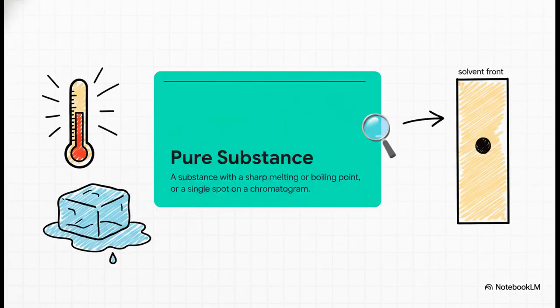Ultimately, this brings us to our strict definition. A truly pure substance is perfectly consistent. It doesn't melt over some weird range. It gives us one sharp, specific temperature reading. Or, if we're using paper chromatography, it leaves just a single, solitary spot on our testing paper, proving absolutely that it isn't hiding any extra components.